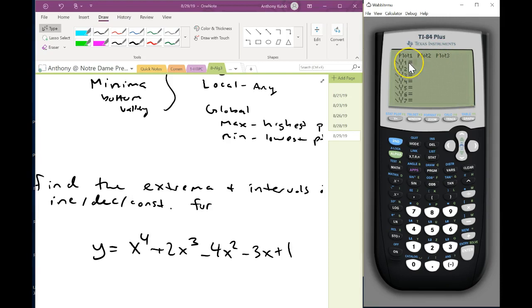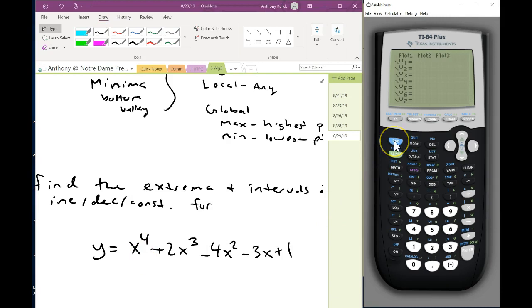So I notice in this y equals menu, the y part of my equation is already there for me. And the equal sign is already there for me. So the only part I need to worry about typing in is this x to the fourth plus 2x cubed minus 4x squared minus 3x plus 1. So I'll start by typing this in from left to right.